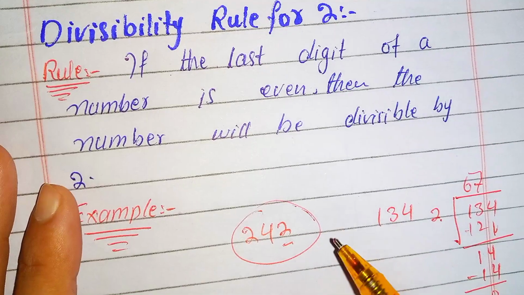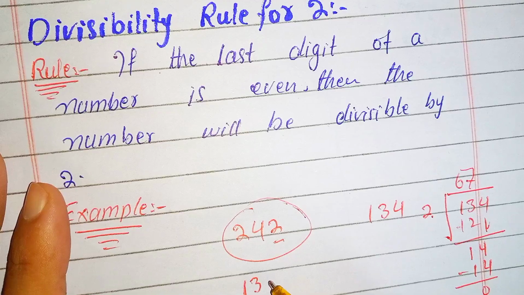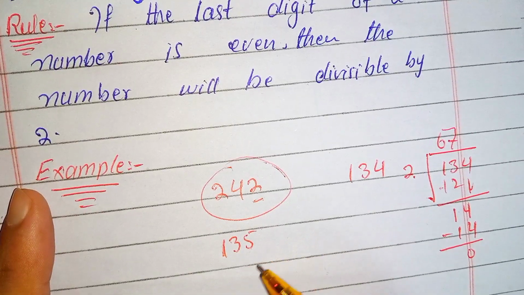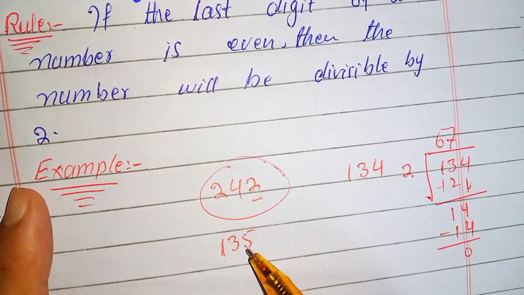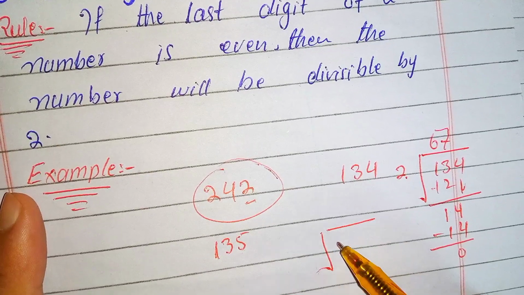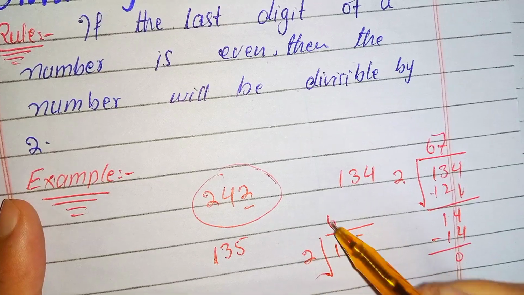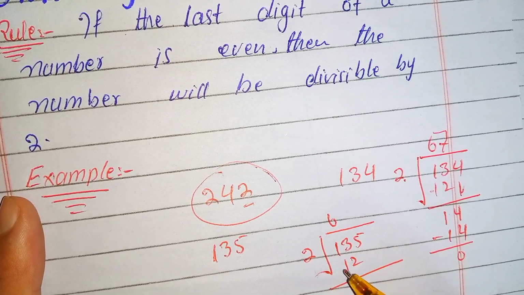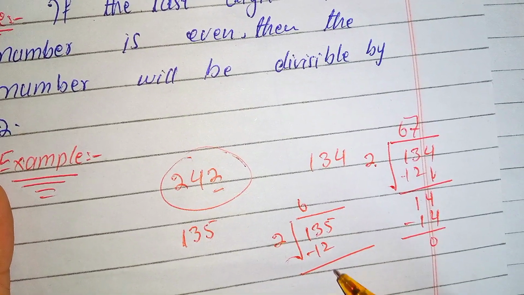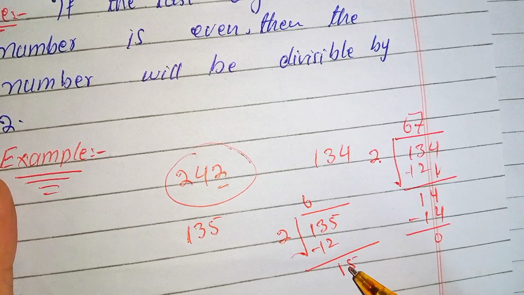Let me take another example, 135. Let me check whether this number is divisible by 2 or not. By the division method, 135 divided by 2. 2 times 6 is 12. Subtract 12 from 13, the remainder is 1. Bring down the 5 next to 1, which becomes 15.